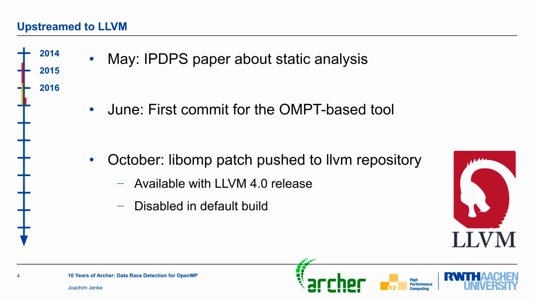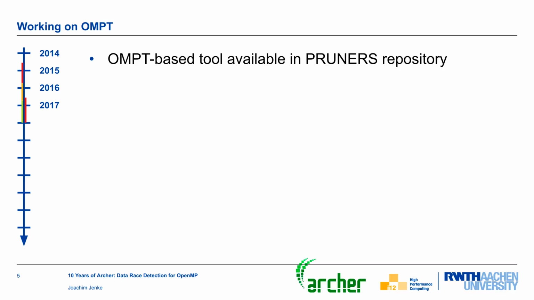In October 2016, we finally pushed the patch for libomp so that Archer was now available since the LLVM 4 release. But still, it was disabled by default. From about that time on, you could also find a flag in the SPEC package to build LLVM that would enable Archer support. In 2017, the first version of the OMPT-based Archer tool was pushed to a public repository on GitHub.